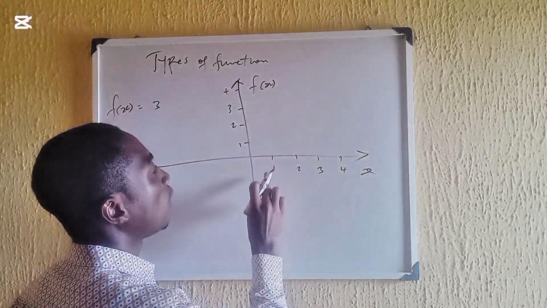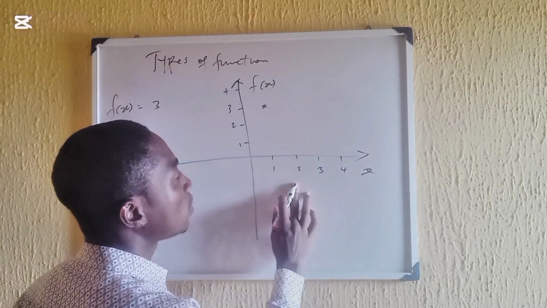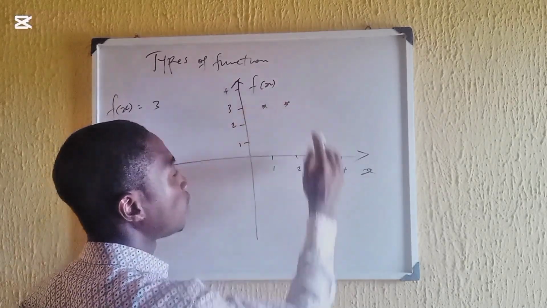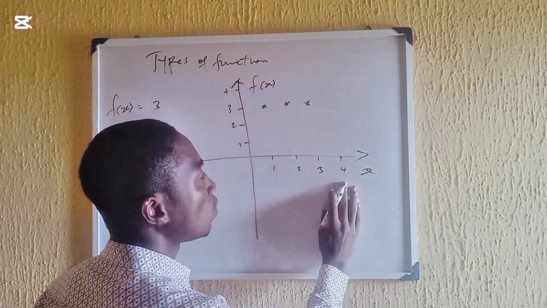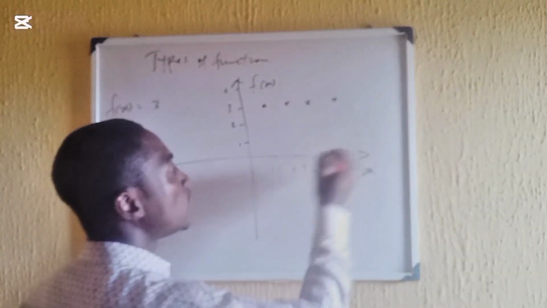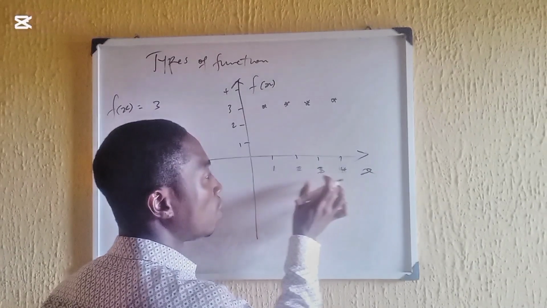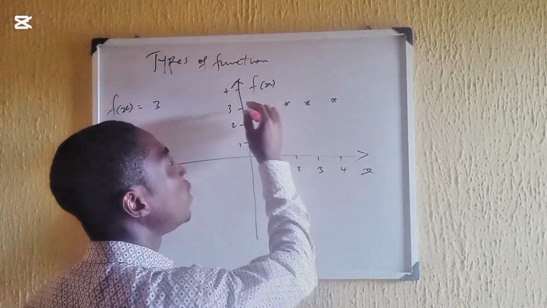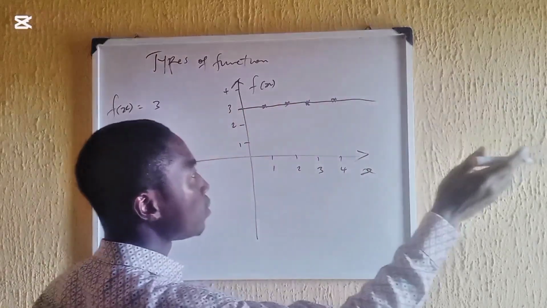When x is equal to 1, we'll have 3. When x is equal to 2, we'll have 3. When x is equal to 3, we'll have 3. When x is equal to 4, we'll have 3. You can see that if we do the same for values in between 0 and 1, 1 and 2, 2 and 3, 3 and 4, we'll be having a straight line running from here to infinity.